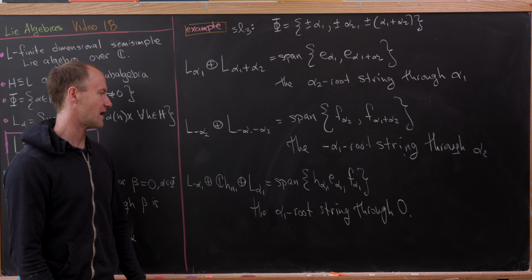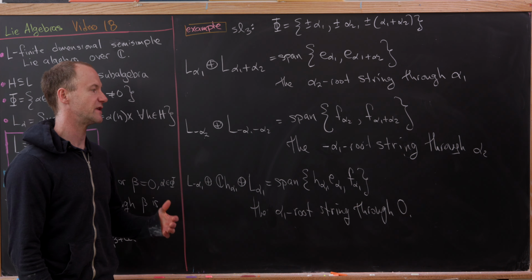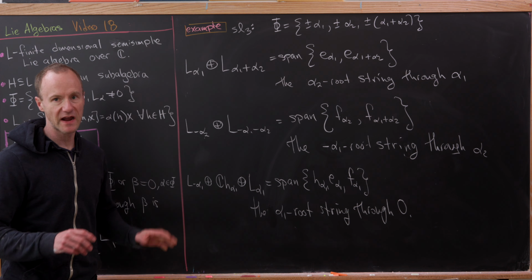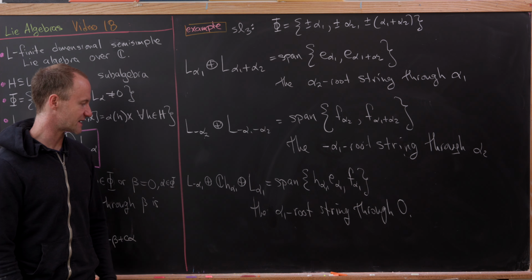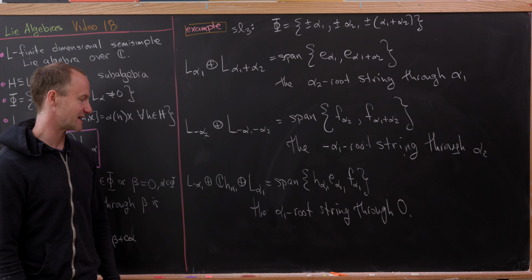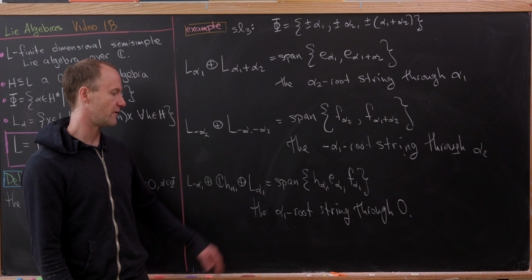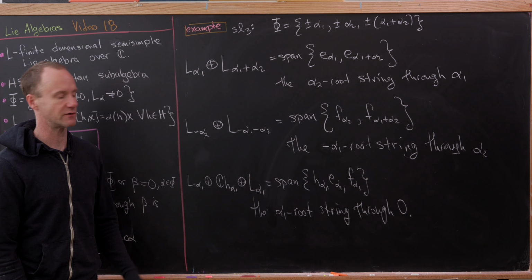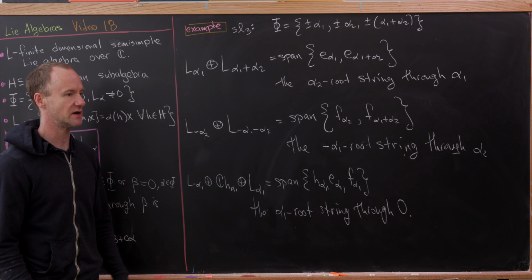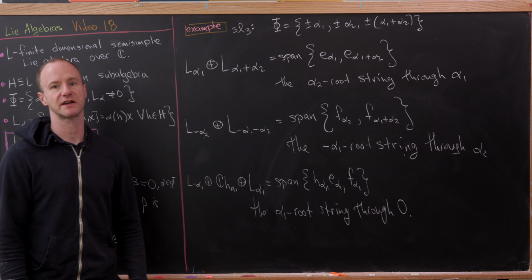Then we've got this L minus alpha 2 plus L minus alpha 1 minus alpha 2. That'll be the minus alpha 1 root string through alpha 2. And then finally another example will be this L minus alpha 1, then the one-dimensional subspace spanned by H alpha 1, and then L alpha 1. So that'll be the alpha 1 root string through 0. Notice that's a copy of SL alpha 1, the SL2 subalgebra kind of generated by the root alpha 1. Okay, let's look at our next result.